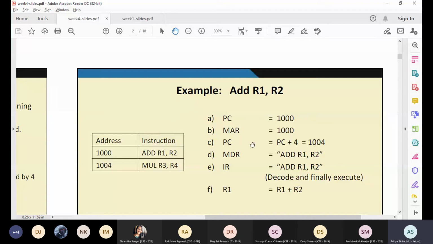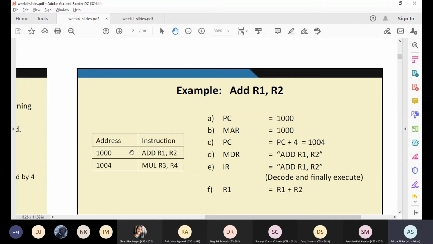Okay, so now this is an example in which two instructions are there. One instruction is add the contents of R1 and R2, the data present inside register 1 and register 2. The other instruction, at 1004, is multiply the contents of R3 and R4. So you can have multiple instructions here. Firstly, the PC will be pointing towards 1000. It will transfer this value to MAR, that is memory address register. PC will increment in the meantime by 4, since it's following a 32-bit architecture.